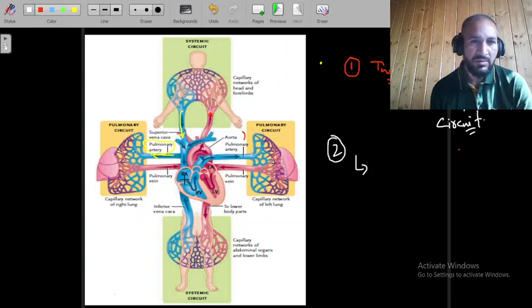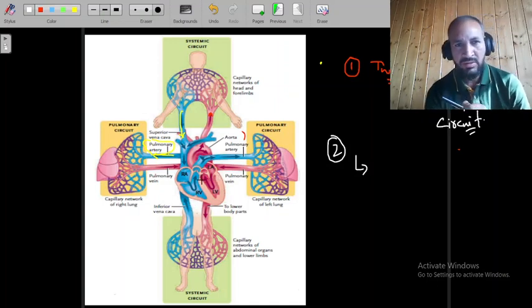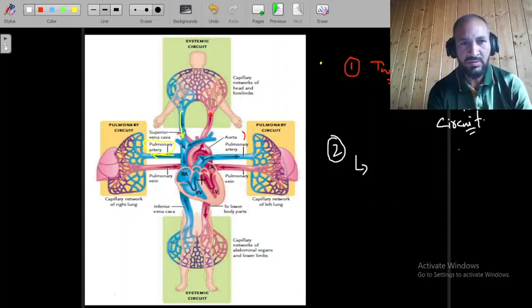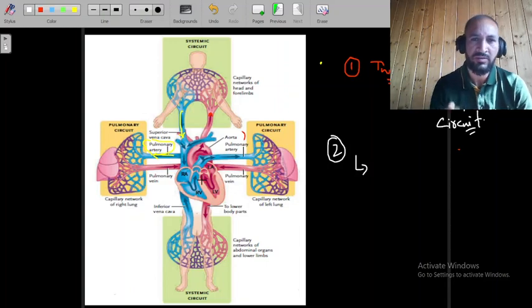Blood from your heart goes to your lungs through pulmonary arteries. It comes back to your heart through pulmonary veins. So blood goes to the lungs for oxygenation, and after oxygenation comes back.